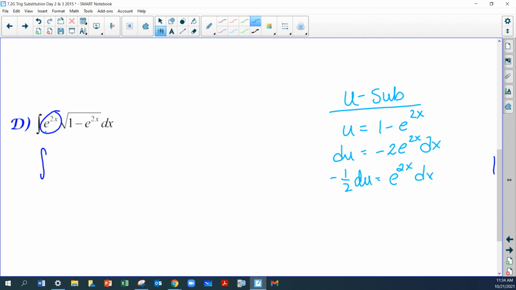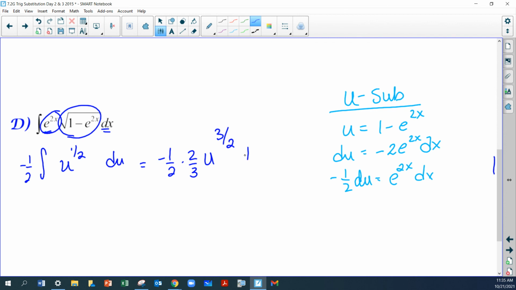Let's do our subbing out, and I think we'll be home free. So negative 1/2 e to the 2x dx is a negative 1/2 du. This all gets put as a u to the 1/2. Okay, easy peasy. Add a power, divide by the power, or multiply by the reciprocal, plus c. 2's are going to cancel. We're going to get a negative 1/3. Replacing u with 1 minus e to the 2x gets raised to the 3/2 plus c. Oh, don't those seem easy now compared to what we've been through?